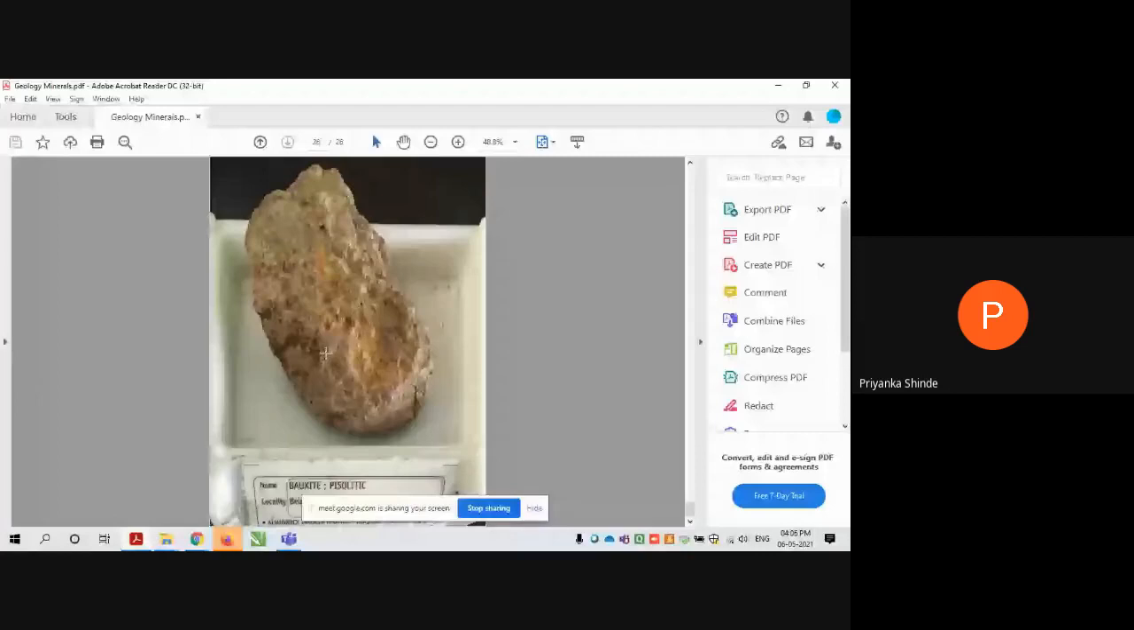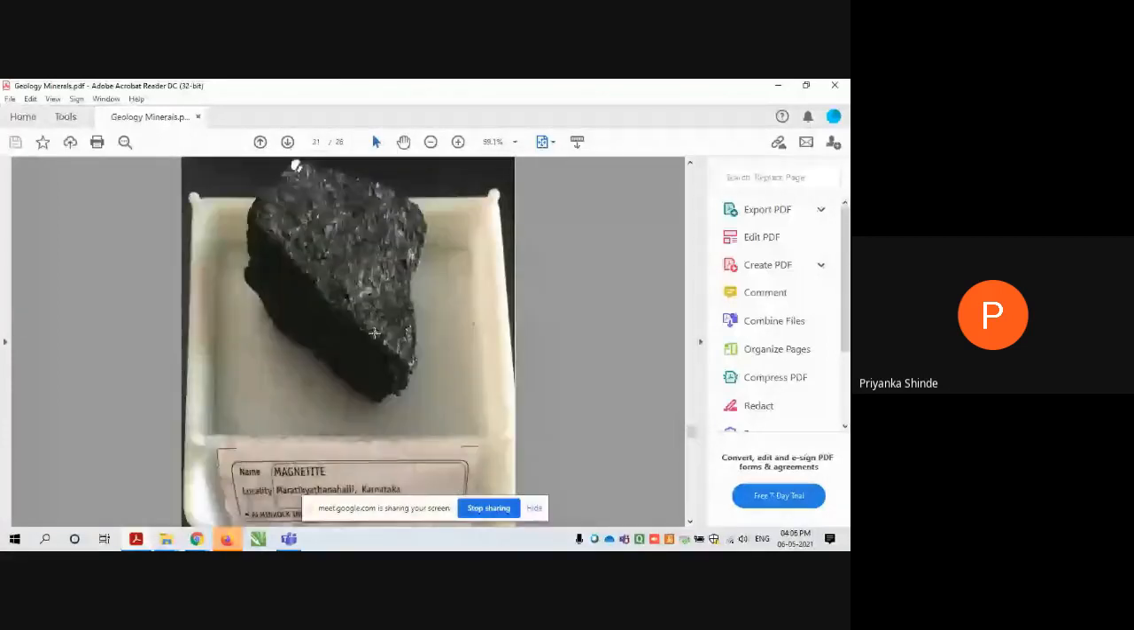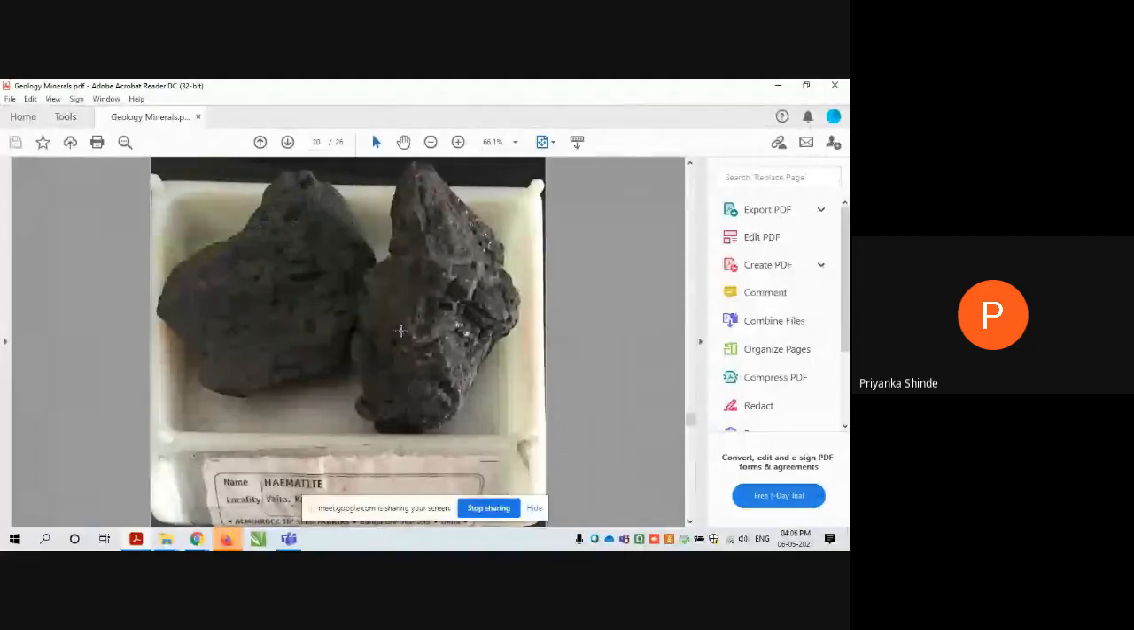So we'll see some special properties of all these. Hematite: the color is black, but when you rub it on the streak plate, you will find a particular color, that is cherry red. Cherry red streak you will find. That is the special property of hematite. The luster is metallic, and the composition is Fe2O3. Obviously, all these are opaque. Diaphaneity is opaque. Then the important part is its uses. It is an important ore of iron.